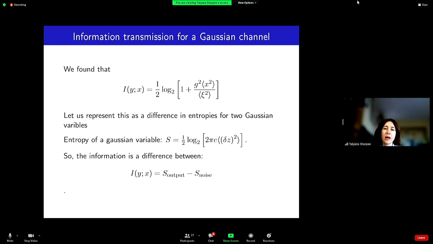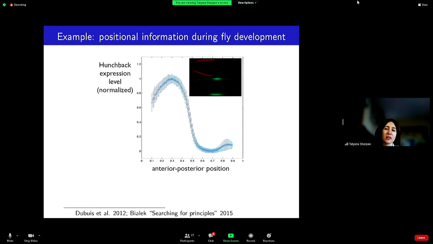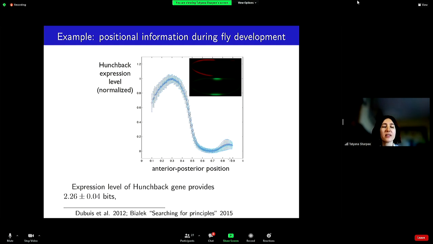And so now we can go back to this case with hunchback transcription factors. So this is the work by Bill Bialek and his experimental colleagues. And we have the expression for the variance here for various measurements. And assuming that P of X is uniform, he computed information. And it turns out that in this case, the expression level of this hunchback gene gives you two bits of information. And that is interesting because it's greater than one.